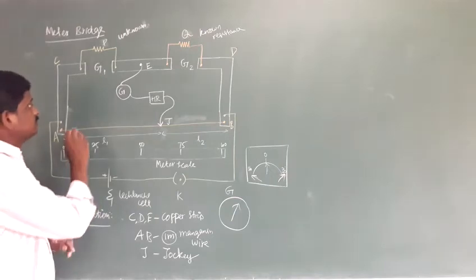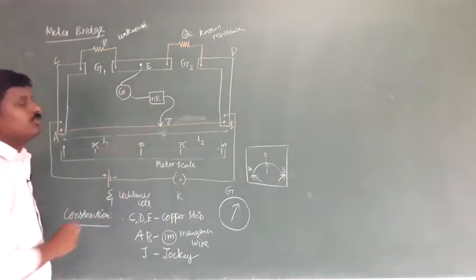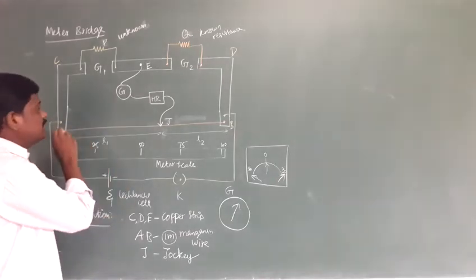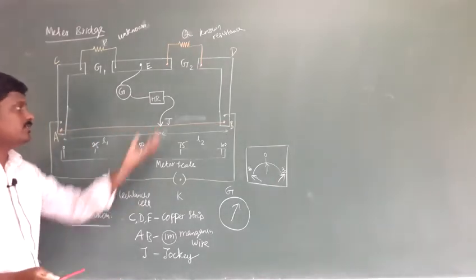So see, from here to here there is a length of the wire. Every material has a resistance. So from this point to this point, we are dividing the wire using a jockey.